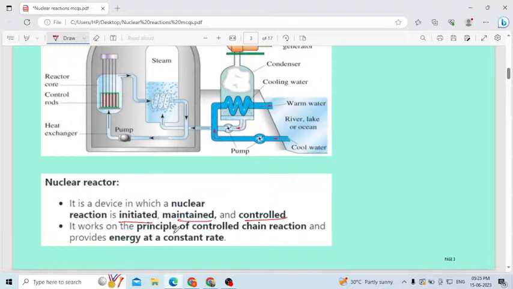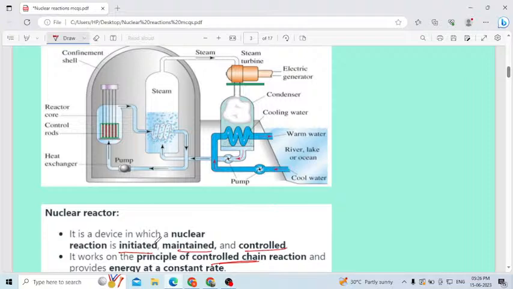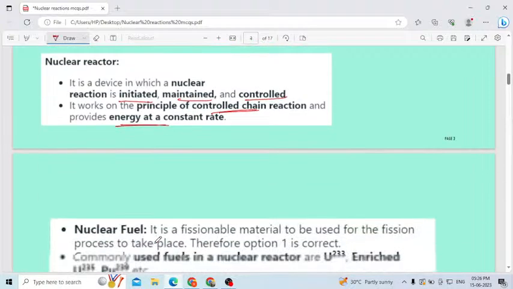It works on the principle of controlled chain reaction. Which type of reaction occurs in a nuclear reactor? It works on the principle of controlled chain reaction and provides energy at a constant rate. One thing you have to remember here: this is a device in which a nuclear reaction is initiated, maintained and also controlled. It works on the principle of controlled chain reaction, and the energy is produced at a constant rate.